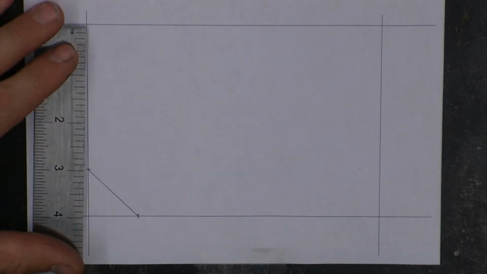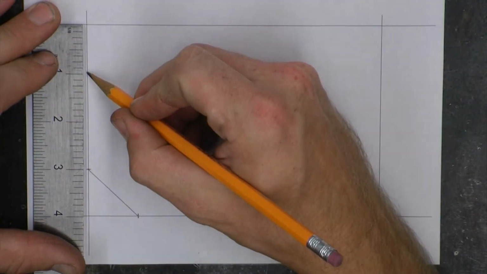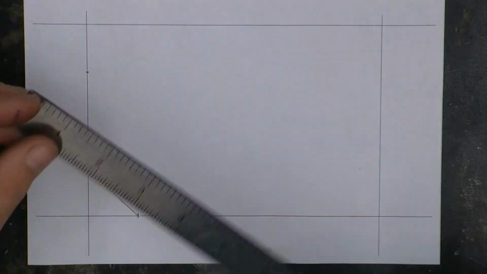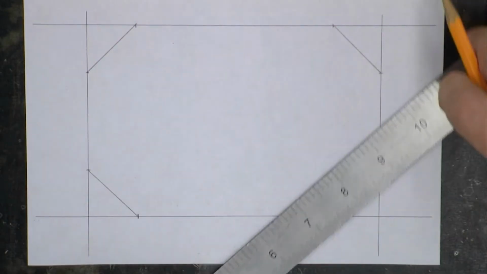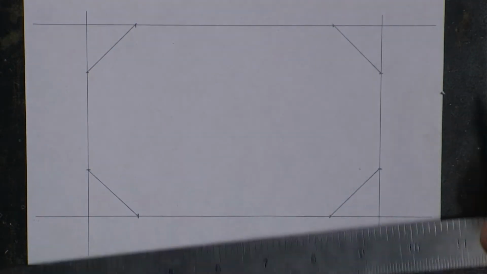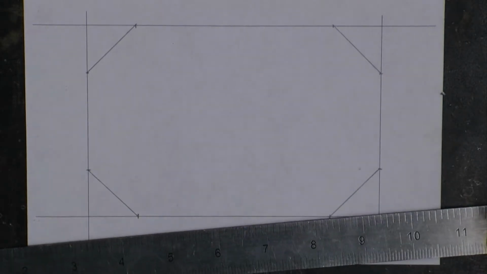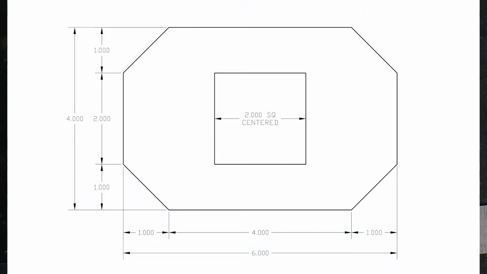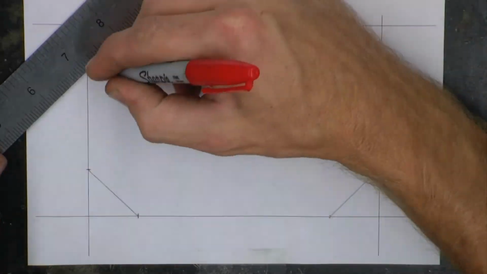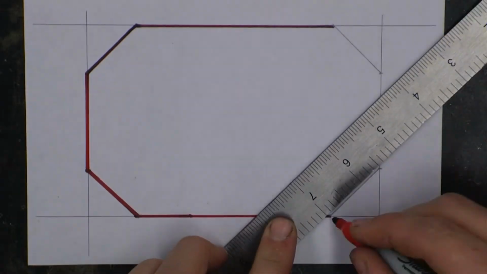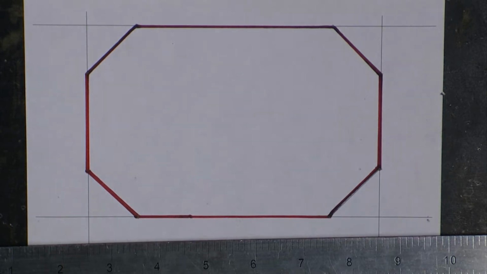I'm going to continue that same procedure for the other corners. And if we take a look at our drawing and compare that to our original object, we can see that we now have the outline of our object. We can go back and darken in the object lines at this point. And now we are ready to draw the square in the center of our object.